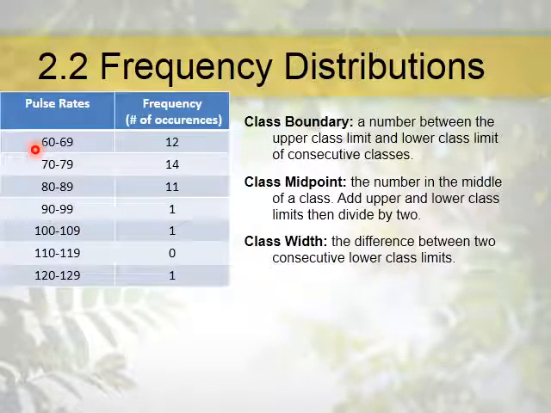Now don't make the mistake of thinking the class width is the difference between the upper and lower class limits, in which case you would get 9. It's the difference between lower class limits of consecutive classes. So 70 minus 60.